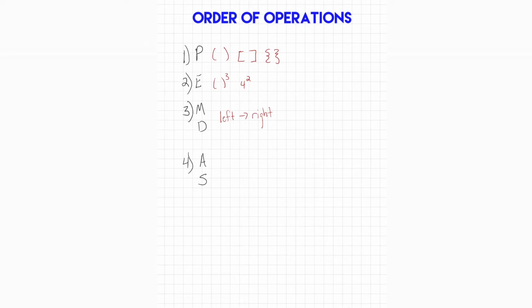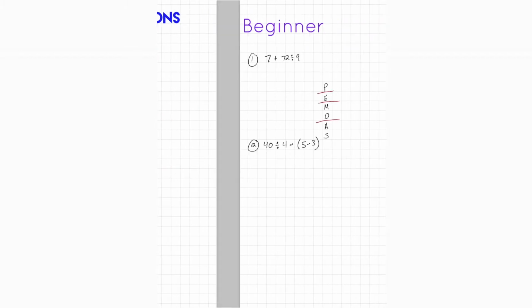Then we finally get to our last step, which is addition and subtraction. That follows the same rules as above, where we start on the left-hand side of the problem, we work our way towards the right-hand side of the problem, and we solve either addition or subtraction, whatever comes first, working left to right. All right, so let's use that and get into some of our examples here.